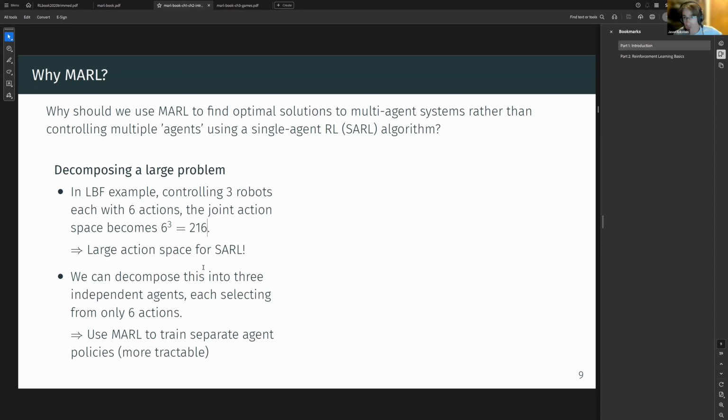But with MARL, each individual agent only has to consider 6 actions. So the problem could be more tractable, but then we also have to deal with the complexity of the problems we can have when trying to train a MARL system to begin with.